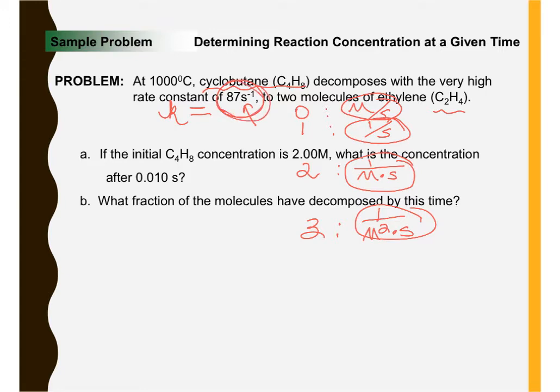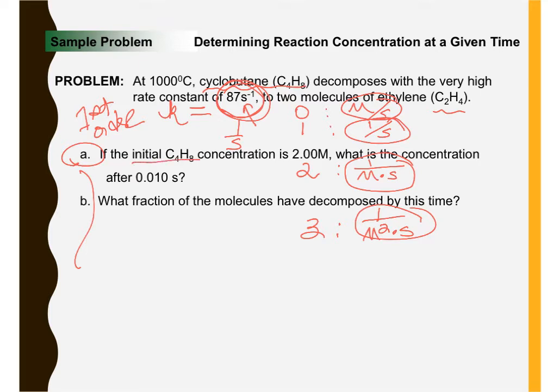Anyway, notice in this case, 1 over seconds, that's what s to the minus 1 means, 1 over second, tells us right away this is a first order reaction. That's really important to know that. And by the way, it doesn't have to be seconds, any unit of time. It could be 1 over minute, 1 over hour, 1 over year. All right, so we know it's first order. Let's go back to question A now.